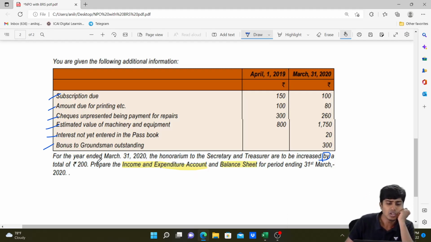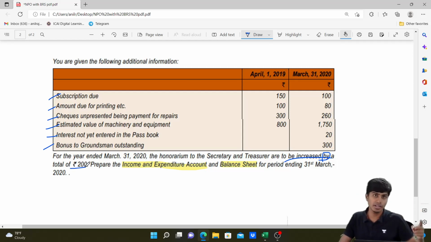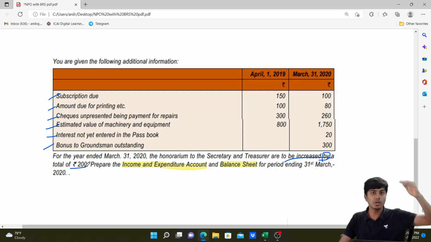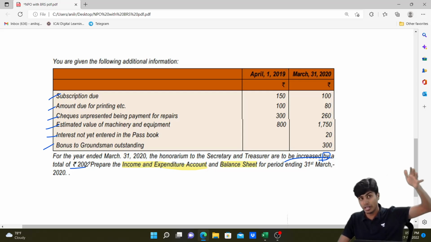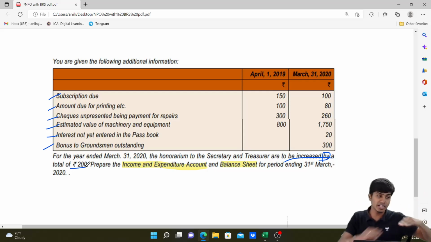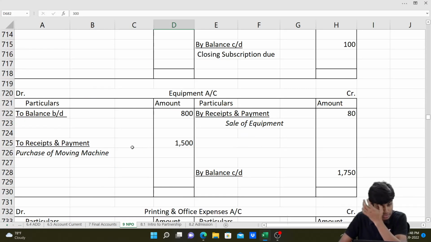Then we have, for the year ended 31st of March 2020, the honorarium to the secretary and treasurer is to be increased by 200. So whatever is last year's honorarium, that is to be increased by 200. If last year it is 100, current year it becomes 300. If last year it is 200, current year it becomes 400. If last year it is 300, in the current year we'll take it up to 500. So we need to increase it by 200 in the current year. Will we do that? Okay, so how much is it in the last year?